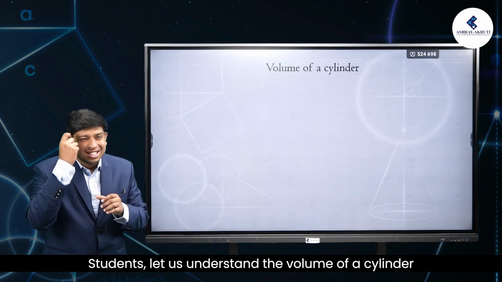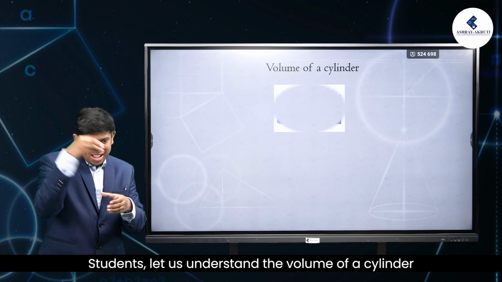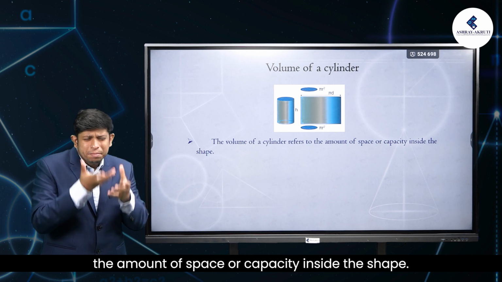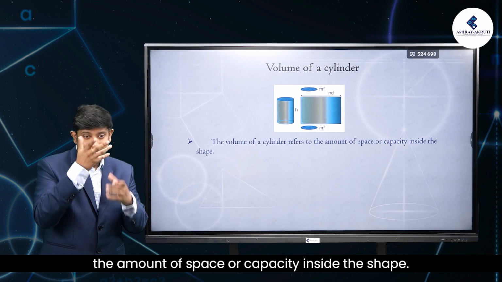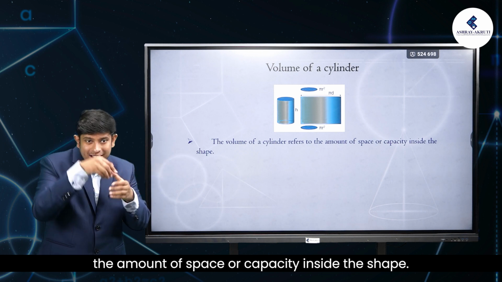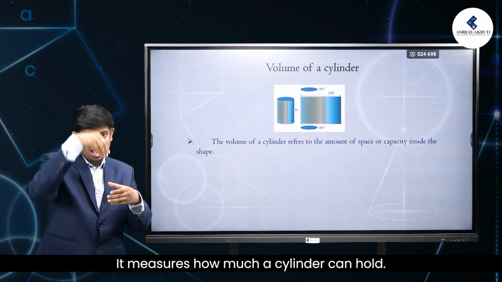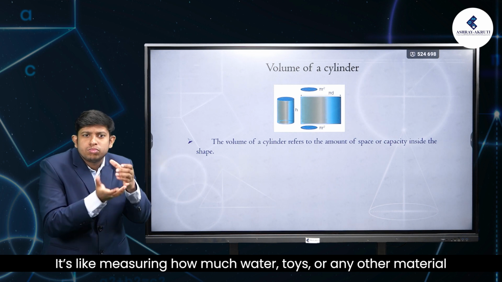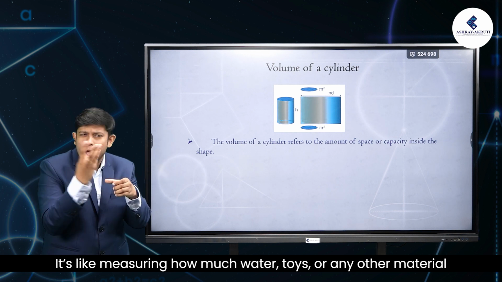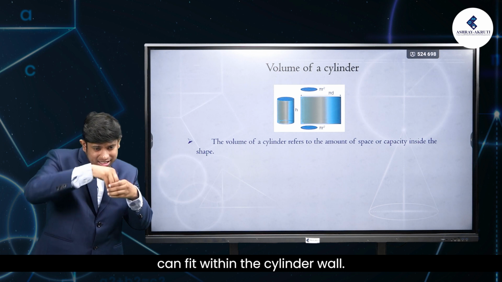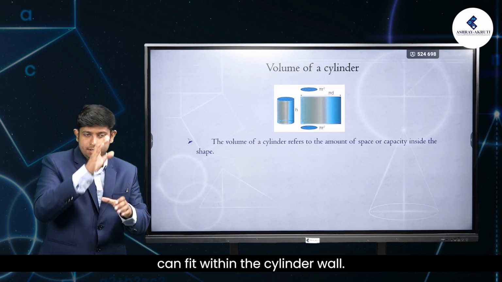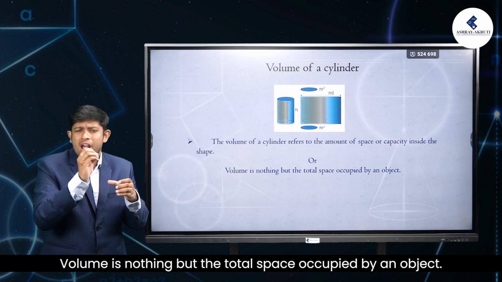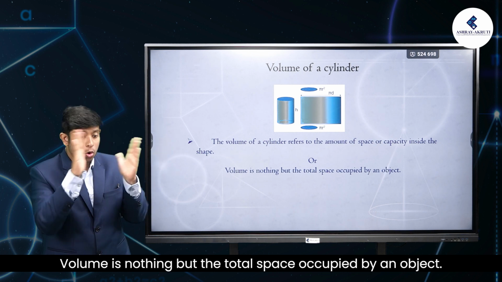Students, let us understand the volume of a cylinder. The volume of a cylinder refers to the amount of space or capacity inside the shape. It measures how much a cylinder can hold. It's like measuring how much water, toys or any other material can fit within the cylindrical wall. Or, volume is nothing but the total space occupied by an object.